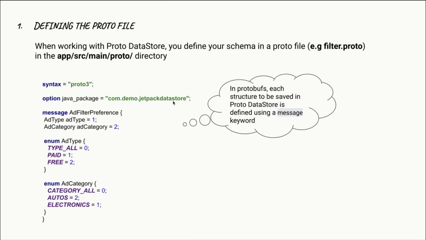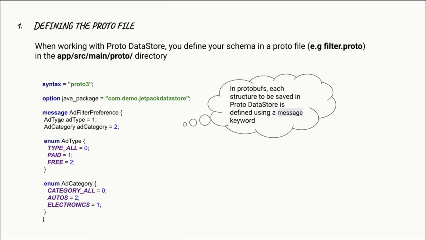One thing you need to notice is that you need to define a directory parallel to your java folder inside main, to be available for your proto files. So there is app, src, main, and inside main you have a proto directory along with your Java directory. Inside the proto directory, you define one proto file, and therein you define what kind of preference proto you will store.